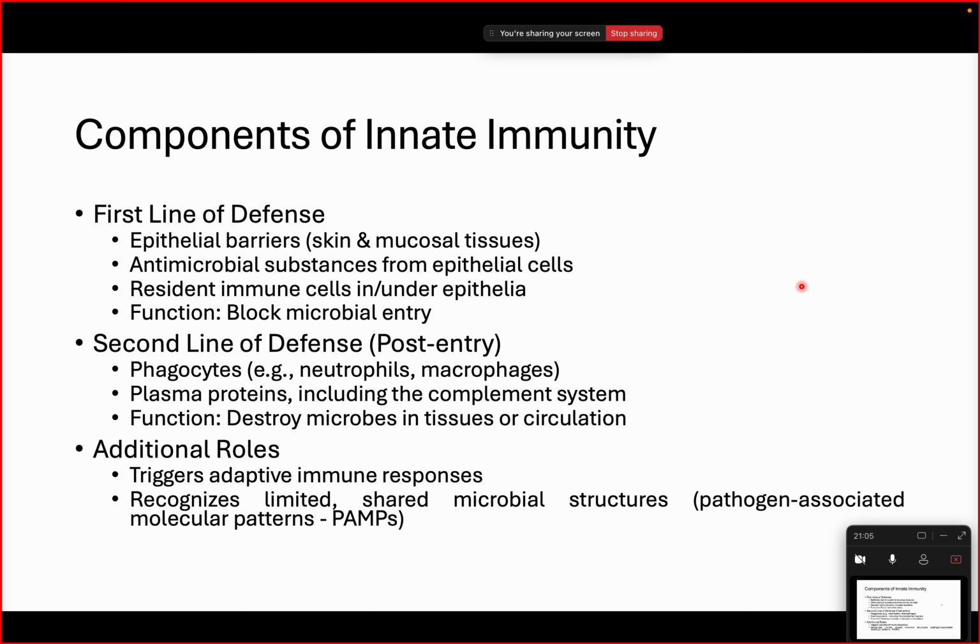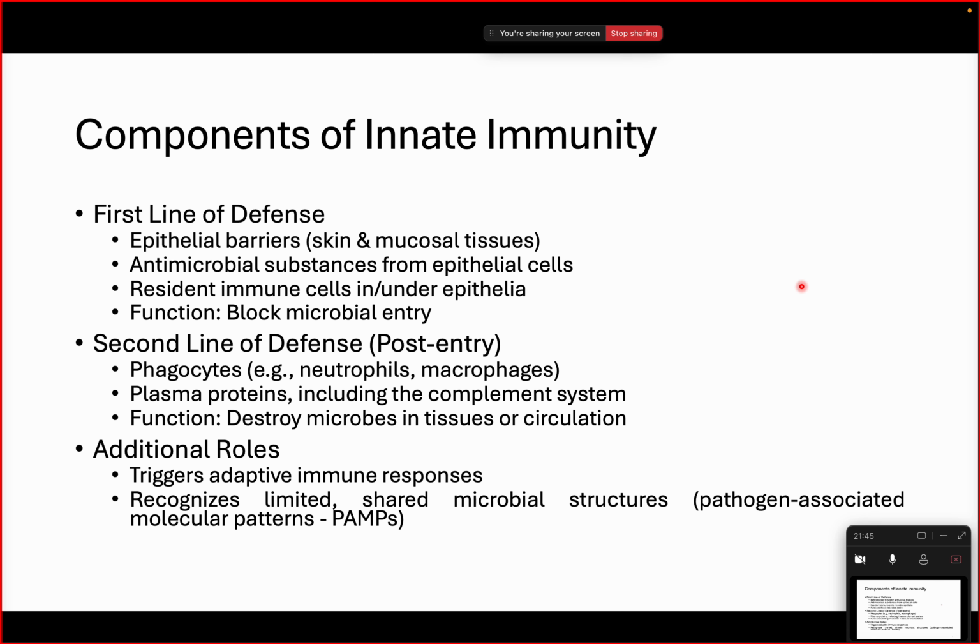Then what is the second line of defense? Imagine, because we are bombarded with loads of microbes on a daily basis, some of them make their way inside our body, crossing the first line of defense. So what happens when they enter inside our body? The first way is phagocytosis, by phagocytes. So what are phagocytes? They are neutrophils, macrophages, all these things.